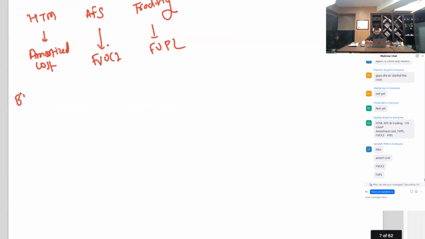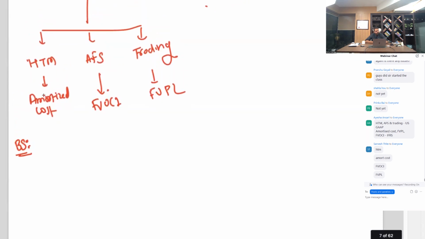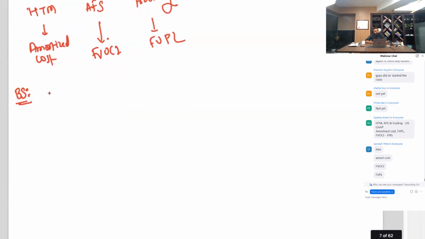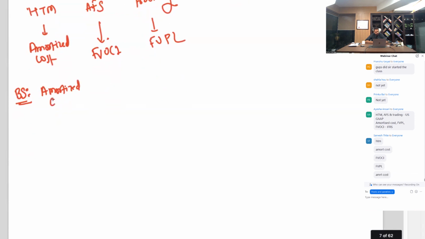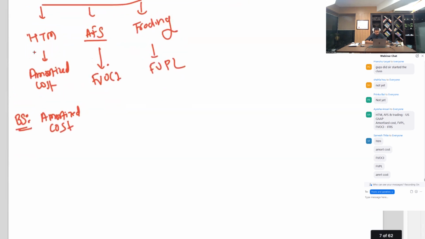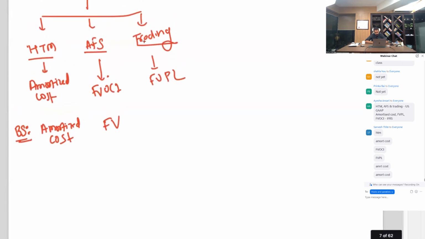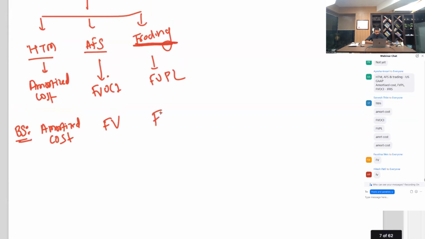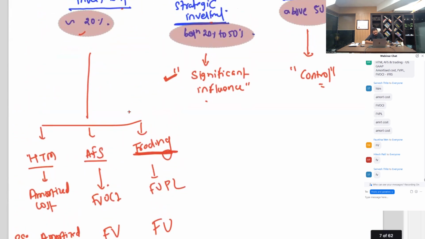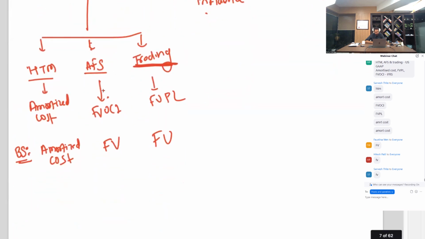What is the treatment? On the balance sheet, HTM assets will be shown at amortized cost. And remember, amortized cost is different from cost. Cost and amortized cost are two different concepts, and we'll do an example on that. AFS, available for sale, or FVOCI, on the balance sheet will be shown at fair value. Trading securities on the balance sheet will also be shown at fair value. So amortized cost, fair value, fair value. If a case study shows up on this section of the curriculum, it's free brownie points for you. You cannot afford to get this wrong.